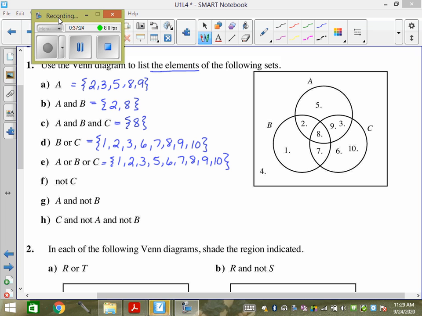Okay, not C. 1, 2, 4, 5. Everything that's not in the C circle. A and not B. A and not B, that would be 5, 3, 9, 6, 10. Stop it. You were good until you kept going. 4. A and not B. So I need to be in A, but not B. So everything: 2, 3, 5, and 9.